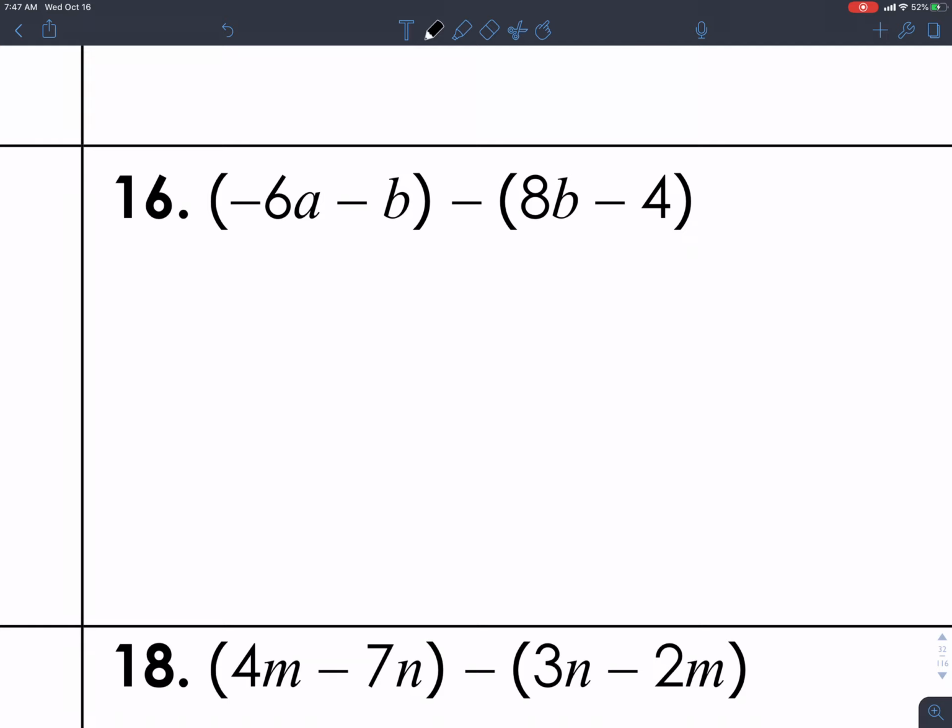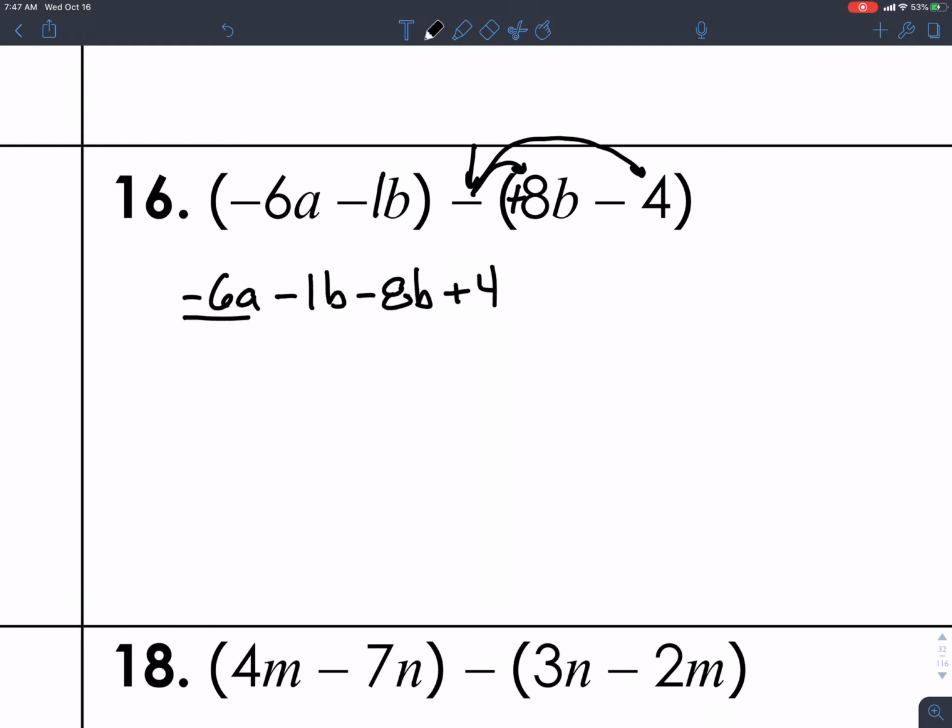We've got negative 6a and a negative b. Well, if that negative b doesn't have a number, let's put a number in there. So now we have a negative 6a and a negative 1b. We have this negative. That means we change the sign of everything. So that 8b in there, that's a positive. So that negative changes that positive to a negative 8b. Then the negative changes that negative to a positive 4.